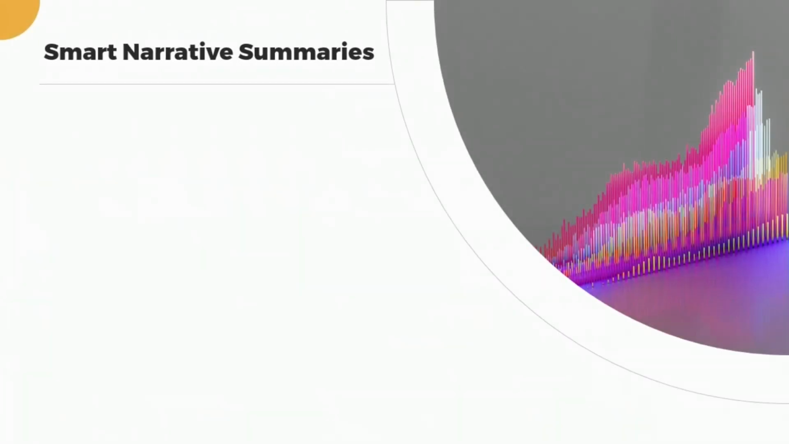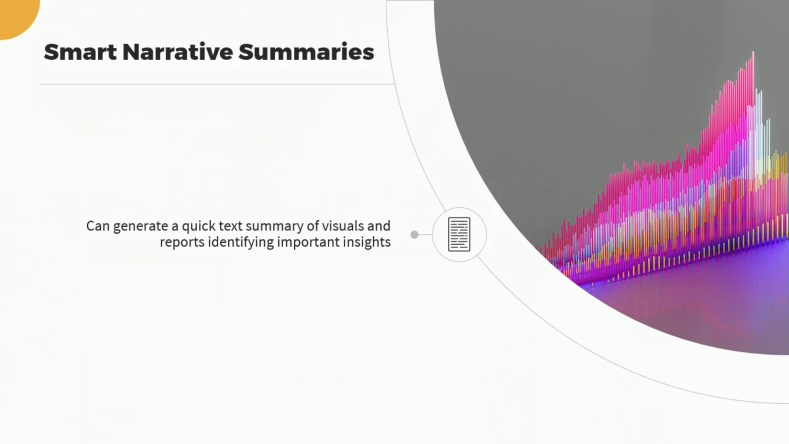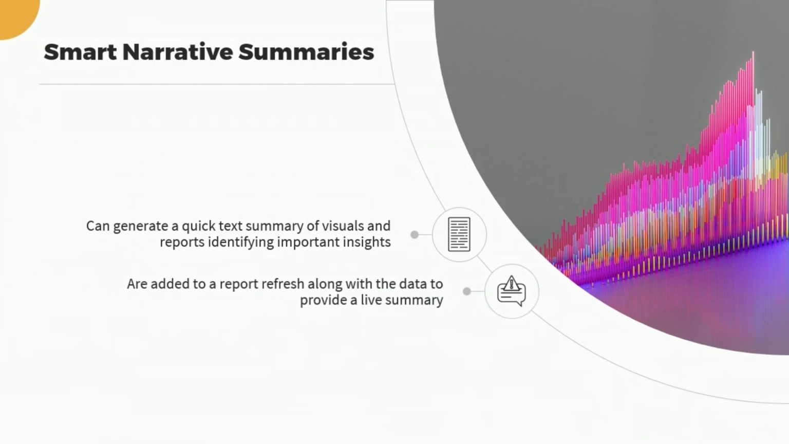Next, we look at smart narrative summaries. These are quick text summaries of visuals and reports identifying important insights that exist in your data. The cool thing about these summaries is that they're dynamic and not static. So, as the data in your visuals refresh, the summaries will also be refreshed. So, the summaries are live summaries.